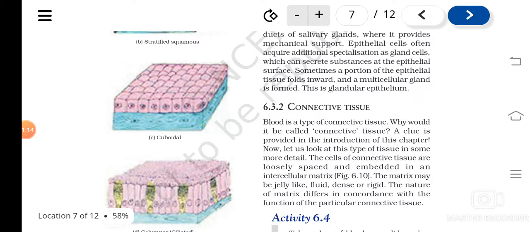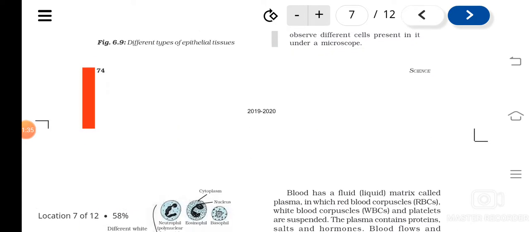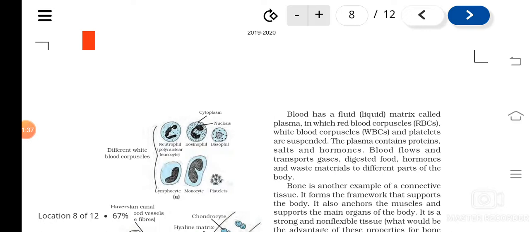So, according to the function that they perform, the nature of the matrix differs. It can be jelly like, fluid like, dense, or rigid. So let's study one by one.